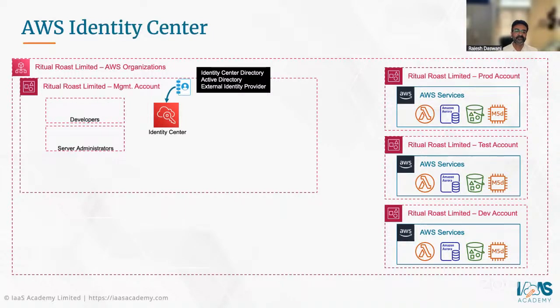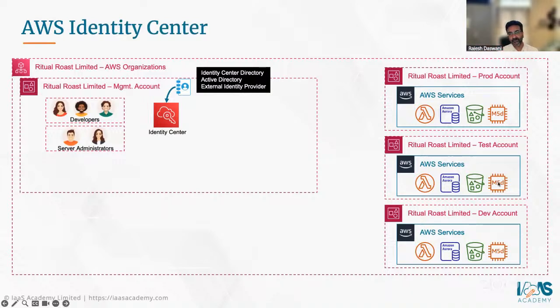With the Identity Center, you can create identity groups like developers. So we've got our developers there and our server administrators. So we've got two different groups here: server administrators and developers. And let's assume that this developer needs access to resources in the dev account. But she may also need access to resources in other accounts.